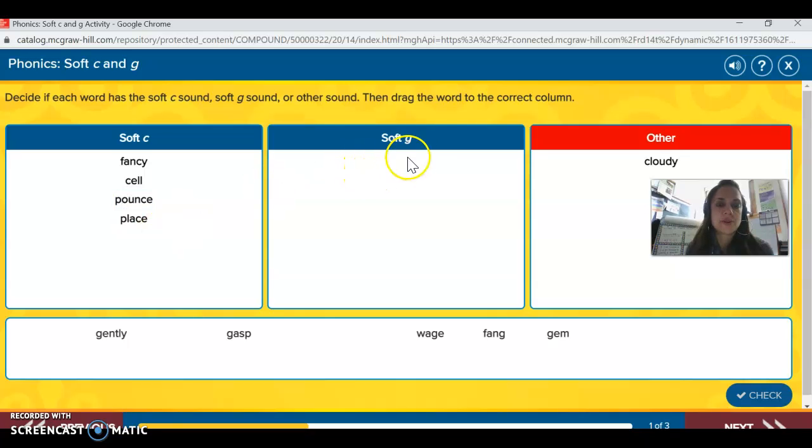All right, let's now go through and identify our words with a soft G sound. Remember, what does the G have to be followed by? An E, I, or Y. You got it. This G is followed by an E, so it's going to make a J sound. Gently.